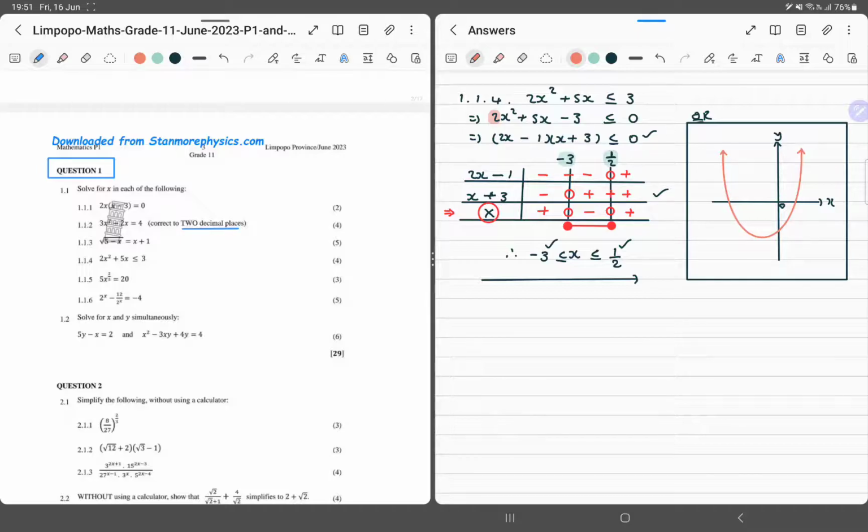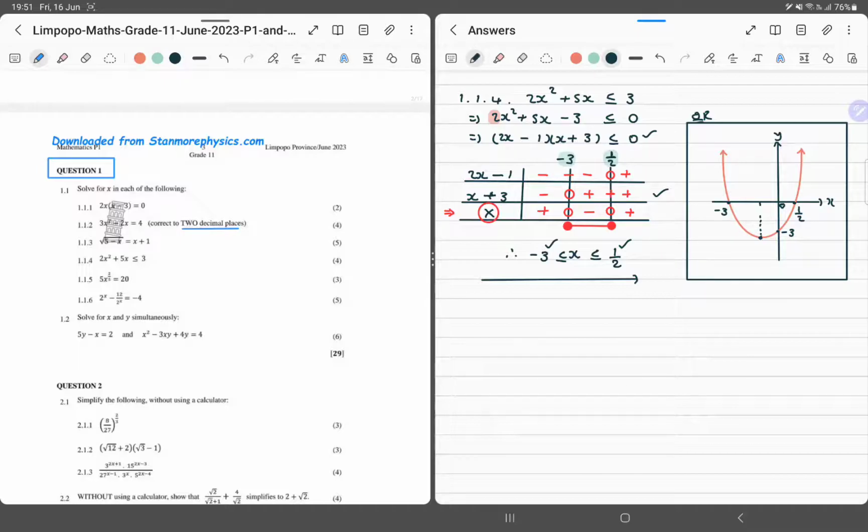Now, what do we know? We know that the critical values from that factorization will give us a minus 3, will give us a half, sorry. That is what we got, okay? And then our y-intercept is at minus 3. That is the constant term there. And we know that the turning point, the x-coordinate, lies to the left of the origin. So that is the most important thing.